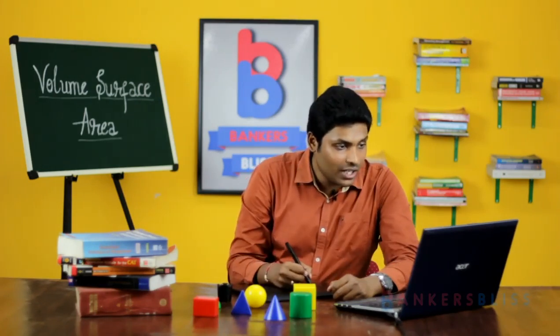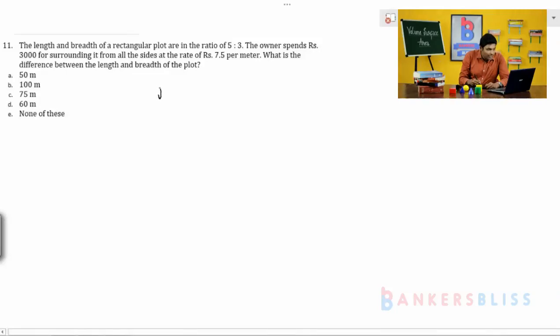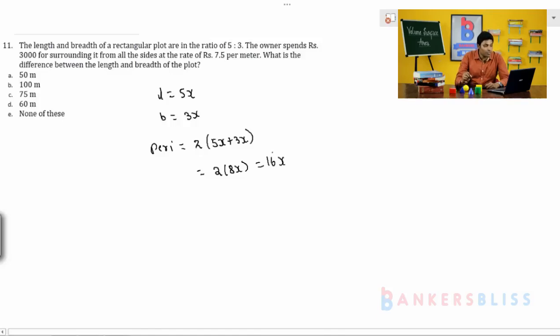So therefore, see here, consider the length as 5x, then the breadth will be equal to 3x. So perimeter is equal to 2 of length plus breadth, that is 5x plus 3x. So that is 2 into 8x, which is equal to 16x. So this is the perimeter, and they are telling that the owner spends rupees 3000 for surrounding it from all the sides at the rate of 7.5 per meter.